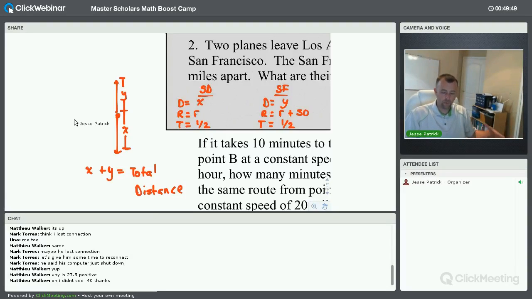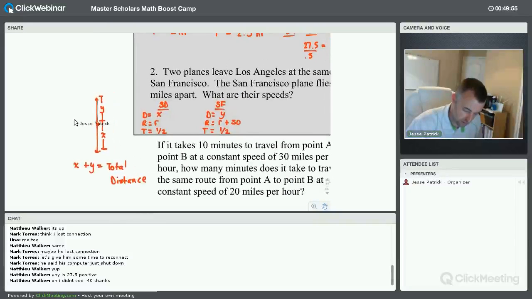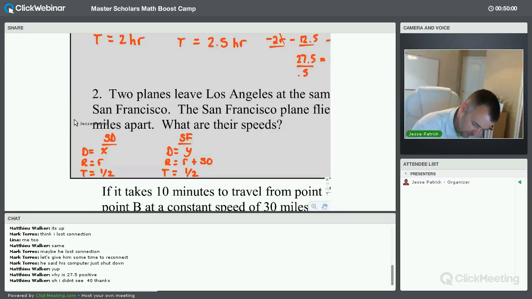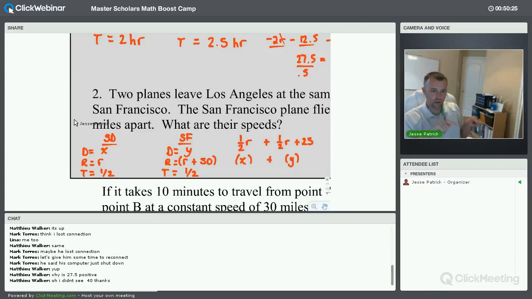It's a little tricky. But what I'm going to do in this scenario is I'm going to find X the following way. I'm going to say that X, this distance, is going to be 1/2 R. This is my X. I'm going to add that to my Y. My Y is rate times time for San Francisco. So that's going to be 1/2 R, notice I'm using the distributive property here, plus 25. I'm basically going X plus Y.